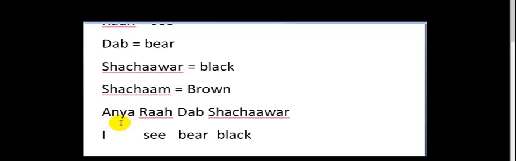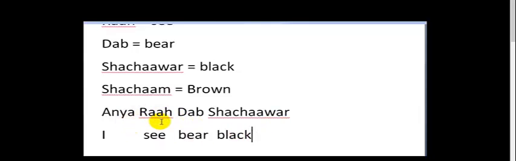Anya is I, Ra'a is see, Dab is bear, Shakawar is black. I see black bear. I see bear black. Because you will always put the subject first before you would put the word that would actually describe the subject. As in English, you would say, I see a black bear. In Hebrew, you would say, I see bear black.